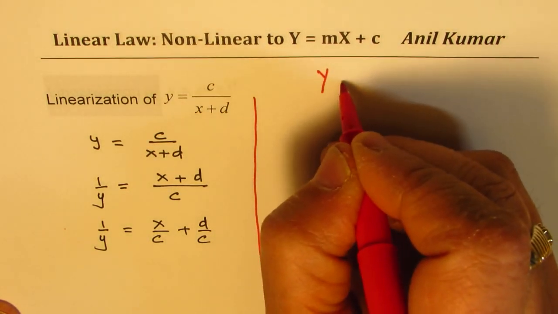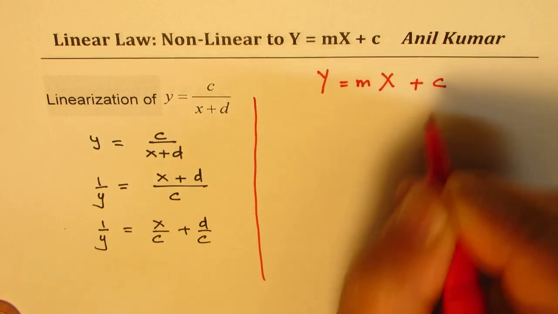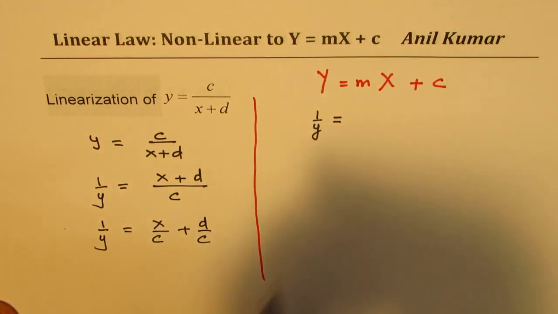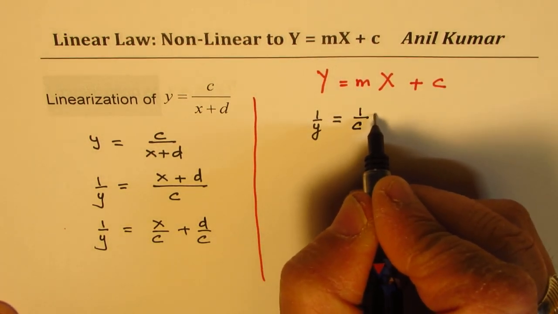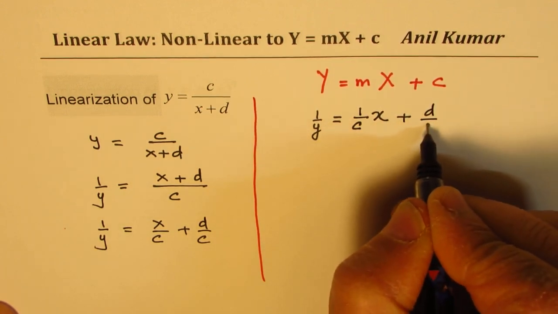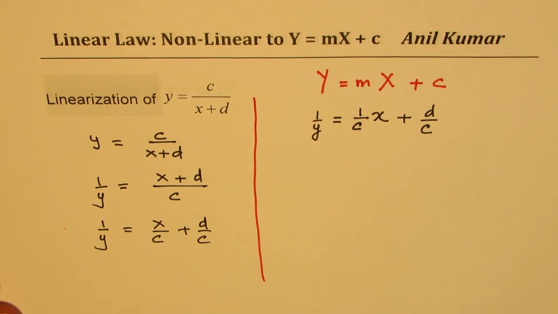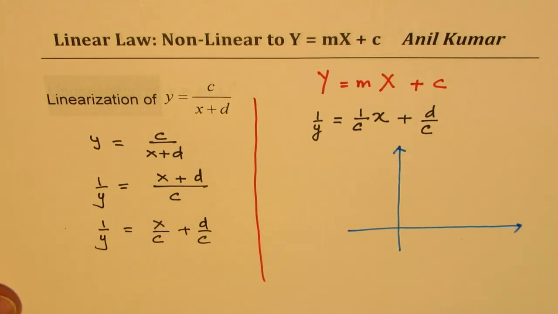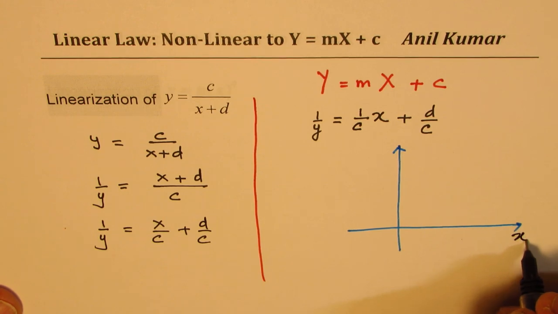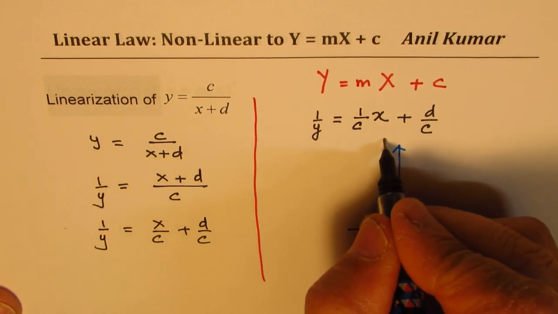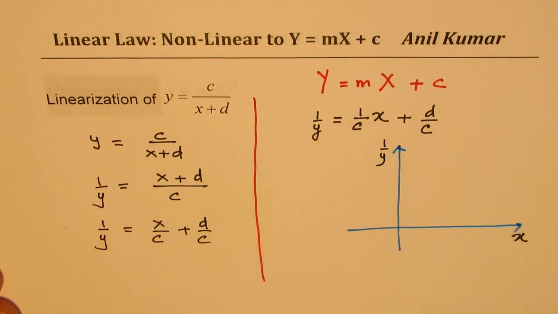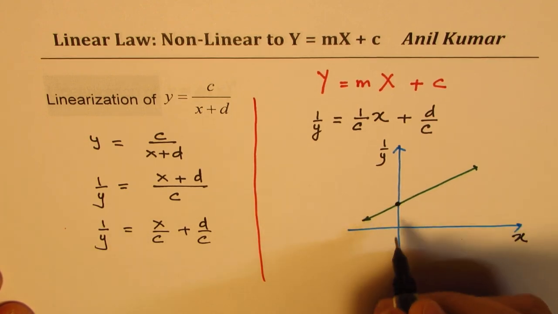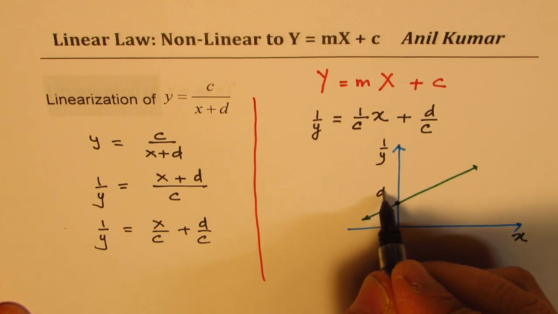We'll compare with the equation capital Y equals M capital X plus C, correct? So this is 1 over Y equals, the X term is here. So let me write this as 1 over lowercase c times X plus d over c, correct? So that becomes a linear form. And in this linear form, what are you going to take on both the axes? The horizontal axis this time will be x, correct? And the vertical axis is going to be 1 over y. To get a line which could be of this form, I'm just taking all positive values, where this intercept here will be, when x is 0, d over c.